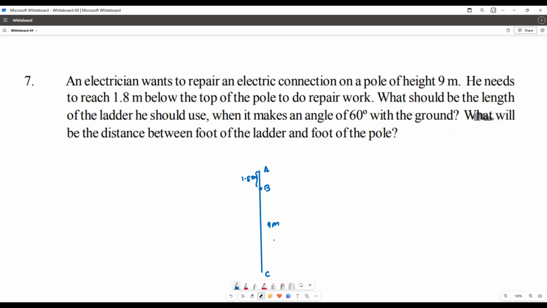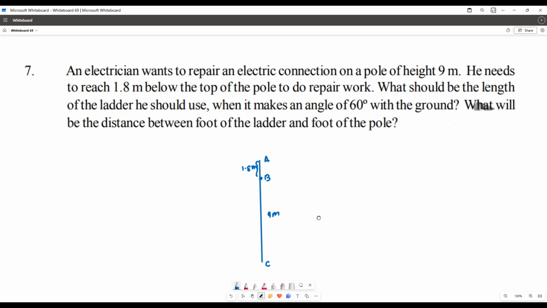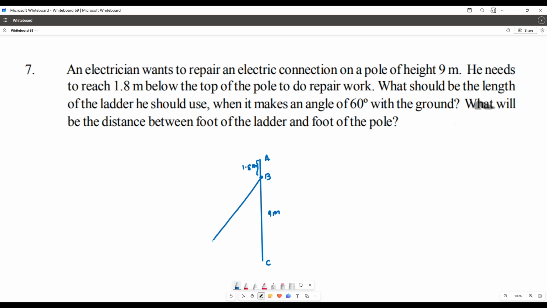Now he's asking the length of the ladder he should use, which makes 60 degrees with the ground. So this is the ladder, let's assume, and it is making 60 degrees with the ground. He's also asking the length between the foot of the ladder and the foot of the pole. Let this point be D. So basically he's asking the lengths of BD and CD. With respect to 60 degrees, we don't know anything of the triangle, but he gave a clue on how to find the length of BC.